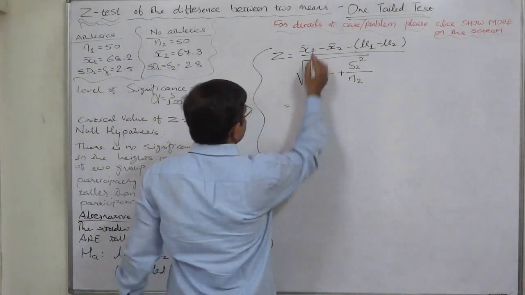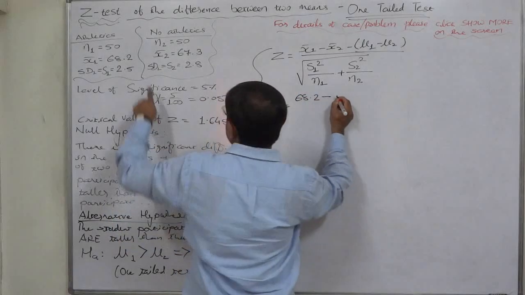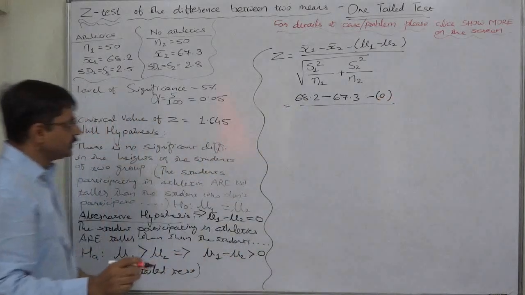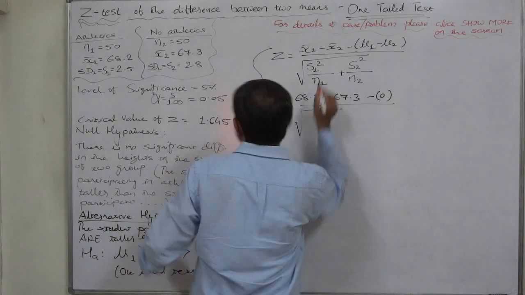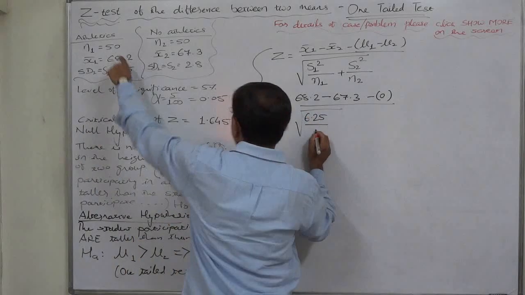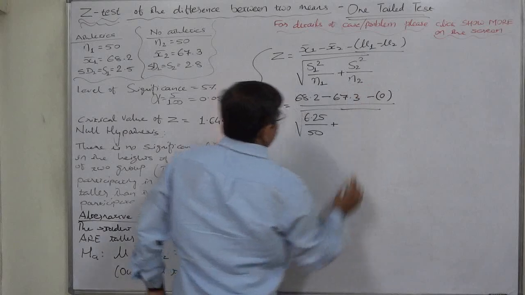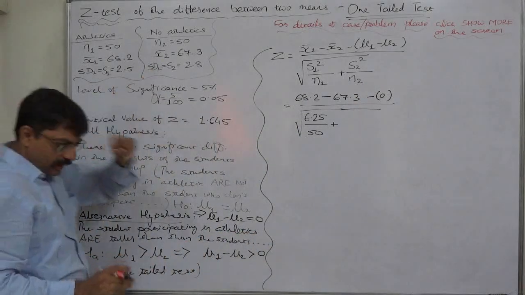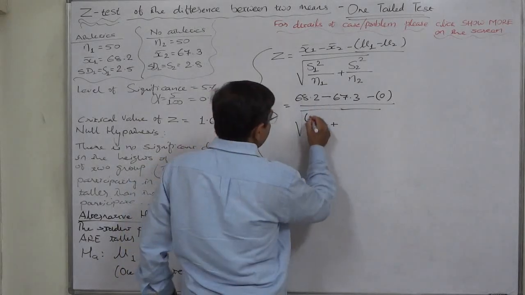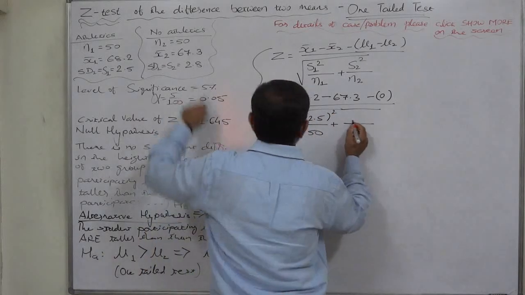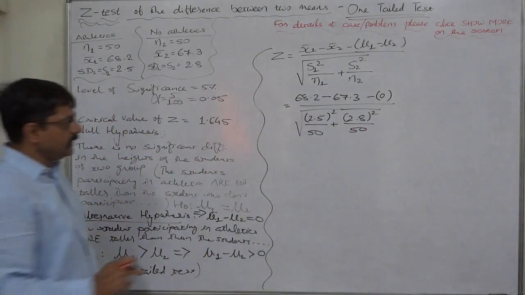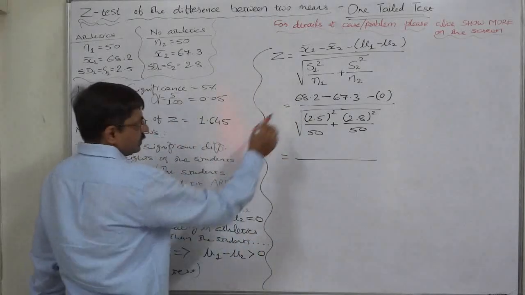Let's substitute the values. X bar 1 is 68.2 minus x bar 2 is 67.3 minus this should be 0 according to the null hypothesis, upon under root S1 square. S1 is 2.5, its square is 6.25 divided by sample size 50 plus S2 square is given to be, okay, let's substitute the original values first, then we go for any kind of calculation. It should be like this. Don't bother about the steps for writing. Understanding the solution clearly is our sole purpose.